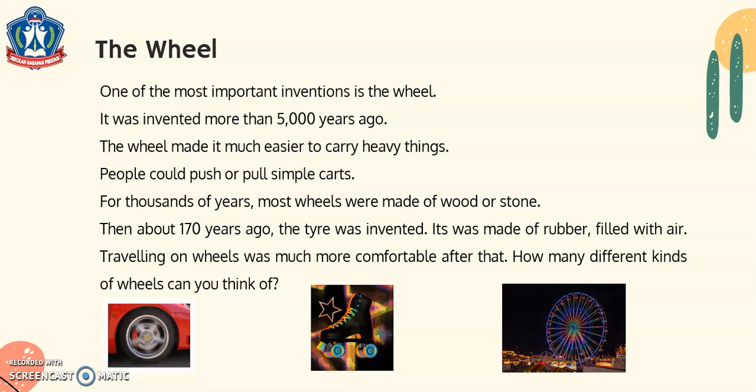For thousands of years, most wheels were made of wood or stone. Then about 170 years ago, the tire was invented. It was made of rubber filled with air. Traveling on wheels was much more comfortable after that. How many different kinds of wheels can you think of?